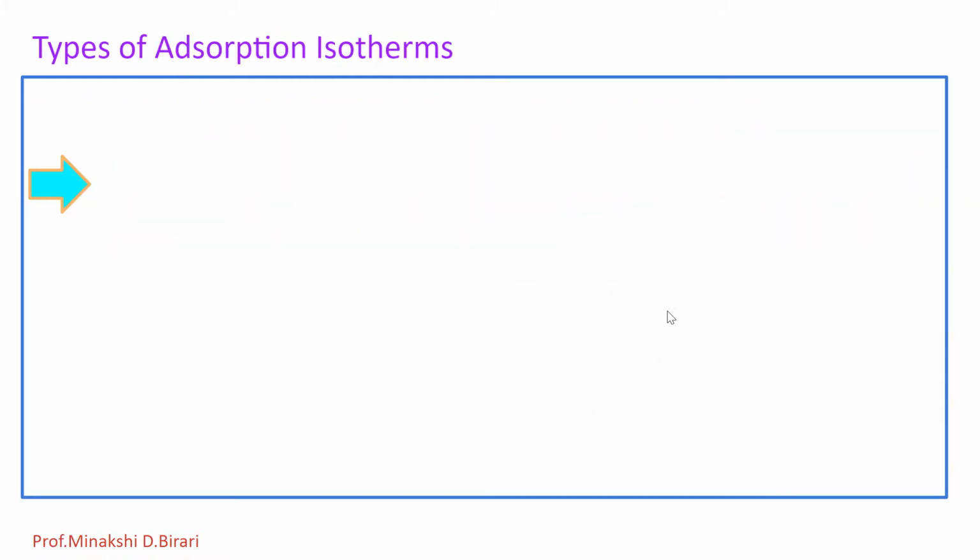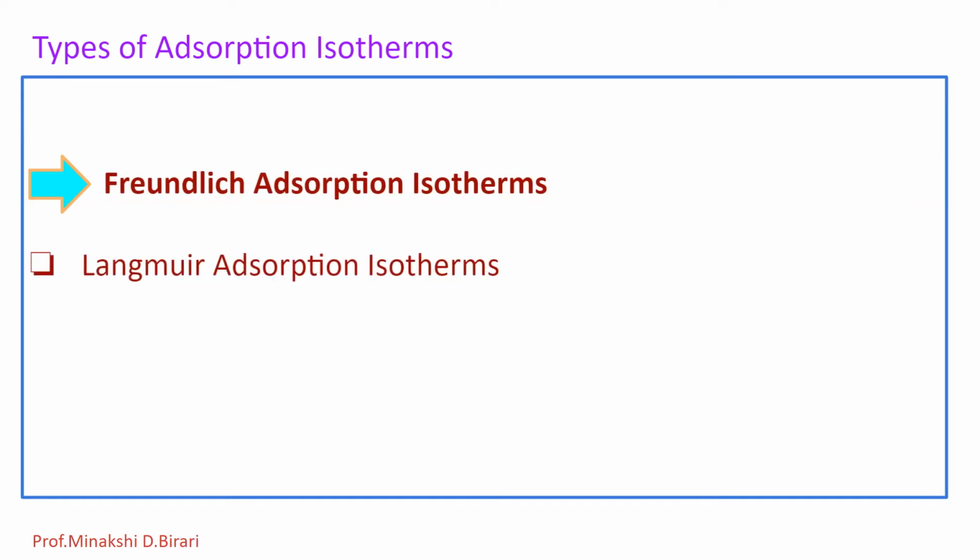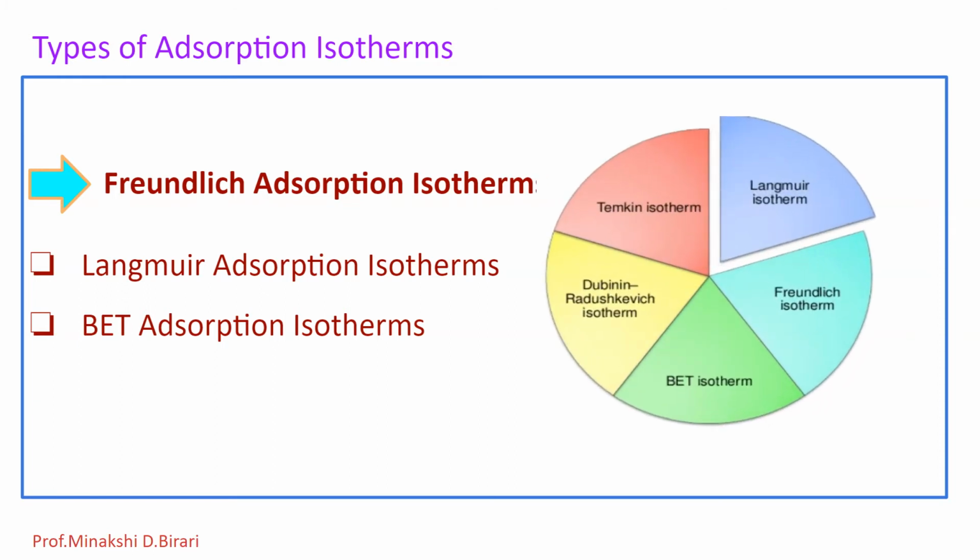There are different types of adsorption isotherm. These are the Freundlich adsorption isotherm, the Langmuir adsorption isotherm, and also the BET theory or BET adsorption isotherm. We have to study all these types in detail. Today we are going to discuss the first type, that is the Freundlich adsorption isotherm. So let's see it in detail.